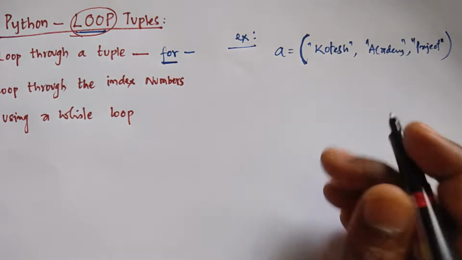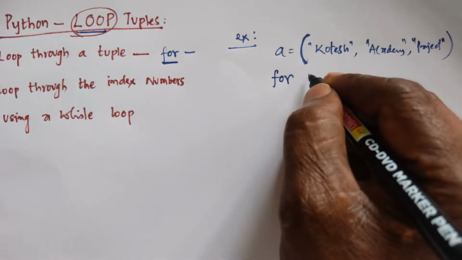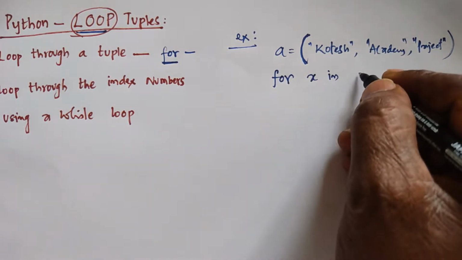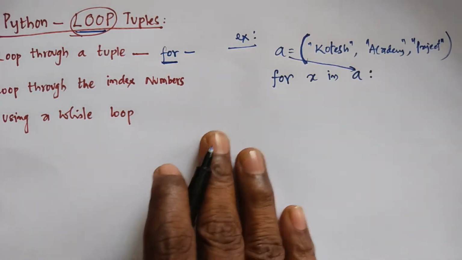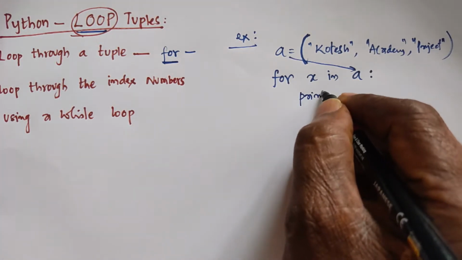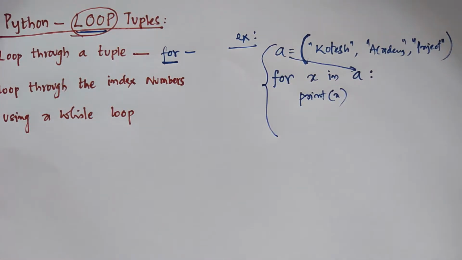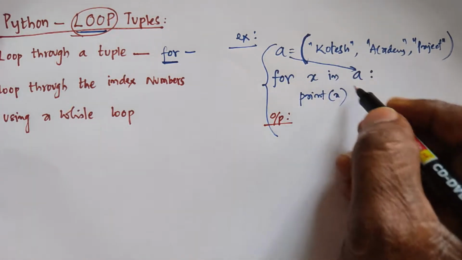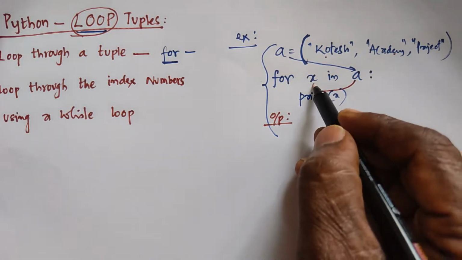Now we are considering that the loop instruction is for, okay, x is a new variable, x in a. Here this value is a value. At the end of the for loop we are using the colon symbol. Then you can write print of x. After execution of this, one by one we will get the output. Your x value: a contains quotation, academy, project, and each will be stored in x.